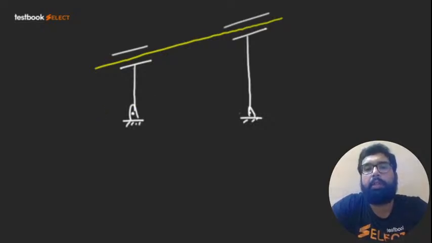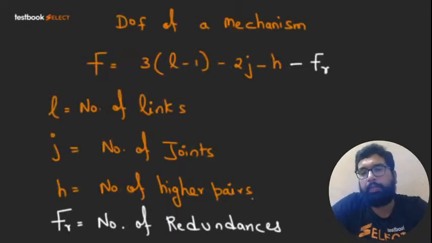There are some questions that get asked from this topic also. Redundancy means the number of extra motions in a mechanism. Now, what do you mean by extra motion? I keep telling you in the theory of machine sessions that we are very much concerned with the input and output of the mechanism.